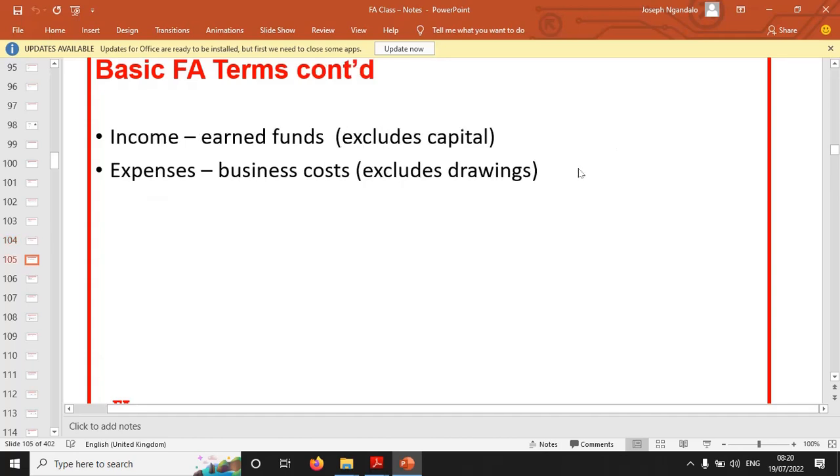Income simply means inflow of funds. Both credit and cash sales. You understand? Income. Please remember that income excludes capital, so that if the owner brings in value in the business, you can't say that this is income. You understand that? Otherwise, you will be cited. You don't know what it means when we say business entity concept. Expenses, these are business costs.